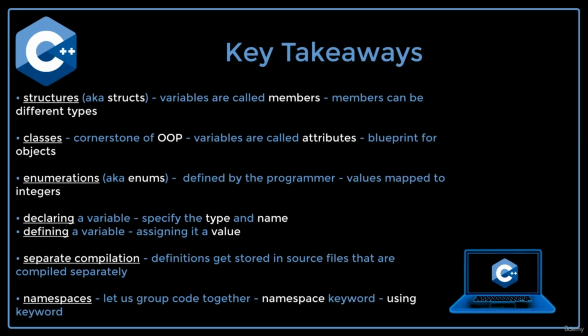Next, we learned about enumerations, aka enums. An enum is a type defined by the programmer, and each possible value of the enum gets mapped to an integer value, which starts at 0 by default.